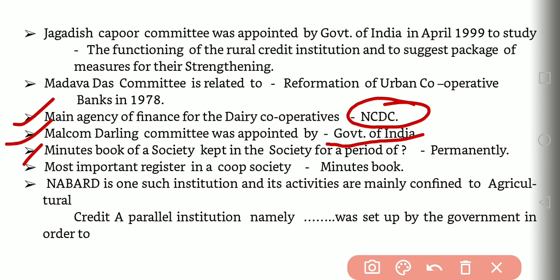Next, Minutes Book of a Society is kept in the society for a period of permanently. Next, most important register in a cooperative society is Minutes Book.